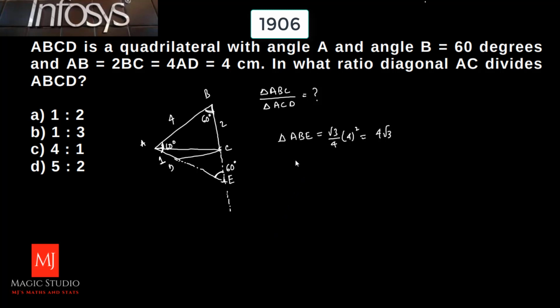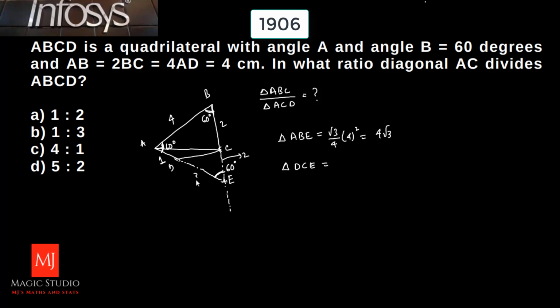Done. Now, what is the area of DCE? DCE. This is 60 degrees. And what is the length CE? Can I say CE is 2 because ABE is an equilateral triangle?